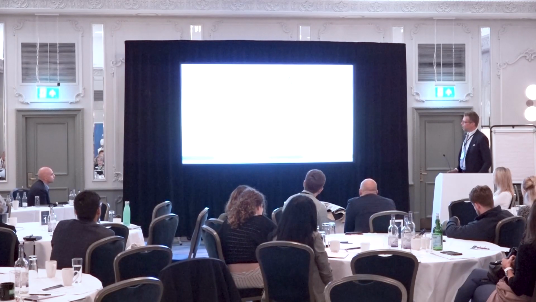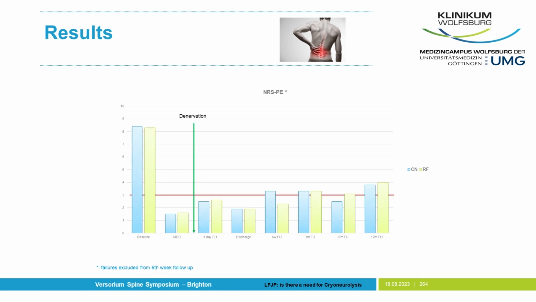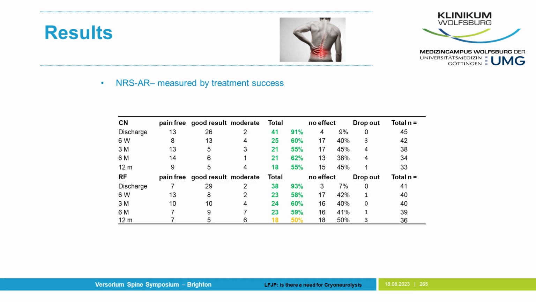So NS at rest shows a decrease of the pain level under 3, which we want to achieve. And maybe with the decreasing until the 6 months and increasing after 12 months again. The NS under physical exertion shows similar results with the decreasing of the pain level under 3, most under 3 until the 6 months, and then increasing after 12 months.